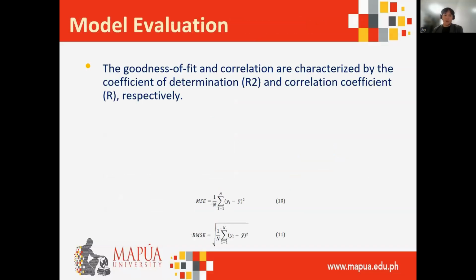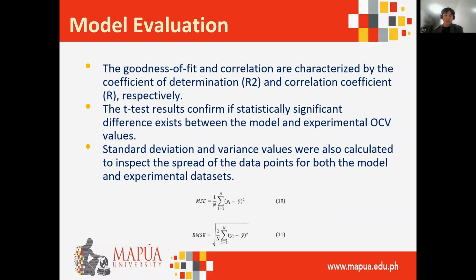So for the model evaluation, this work used the goodness of fit and correlation, characterized by the coefficient of determination and correlation coefficient respectively. Also, in terms of statistical validation, the t-test results confirm if a statistically significant difference exists between the model and experimental OCV values. Other statistical parameters such as standard deviation and variance values were also calculated to inspect the spread of the data points for both the model and experimental data sets.